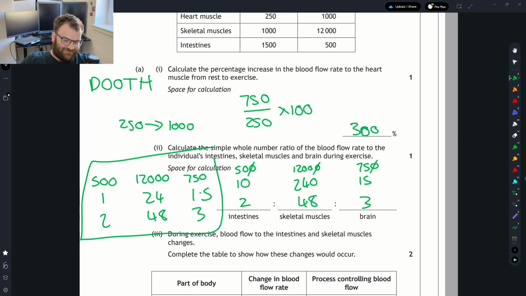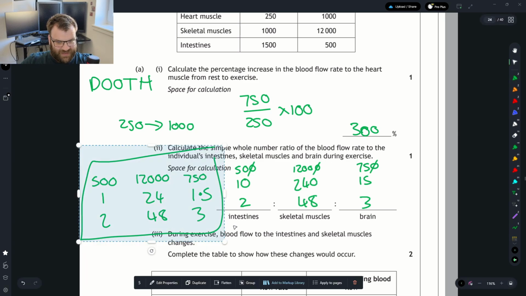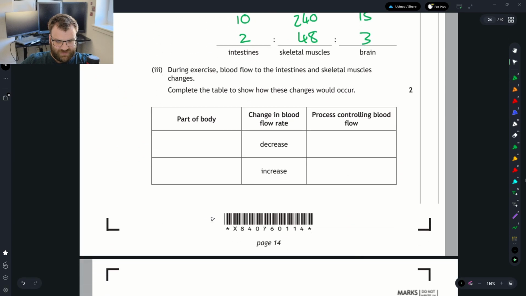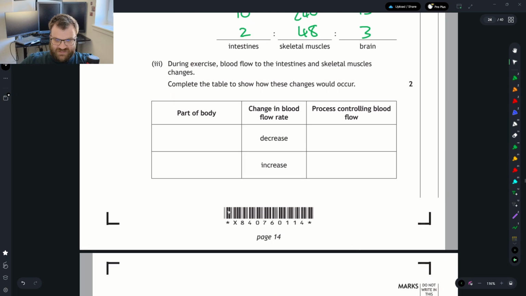So at first it makes it a wee bit more complicated because it's not a whole number, but then you can double it up to get you to your answer there. So up to you, however your head works best, just follow it through and then that should work out nicely. Next one, we're asked about blood flow to these things.